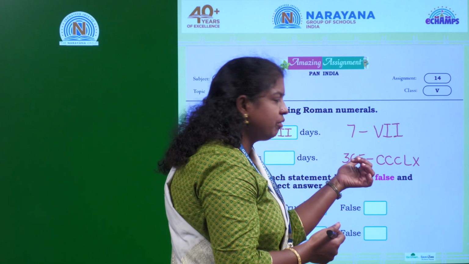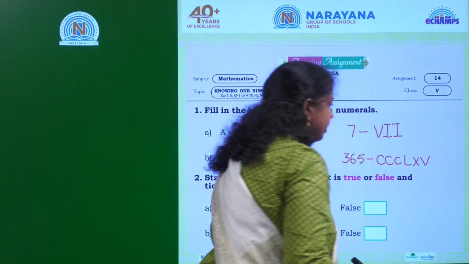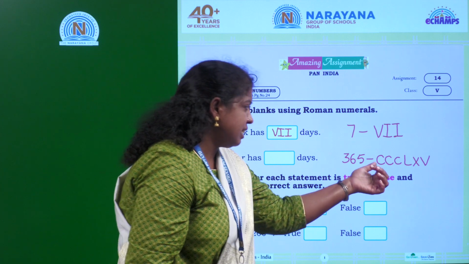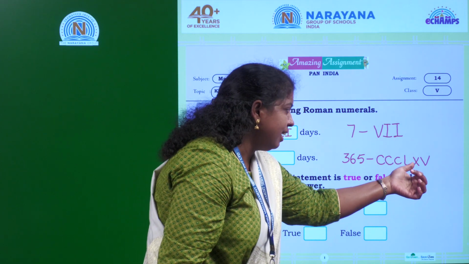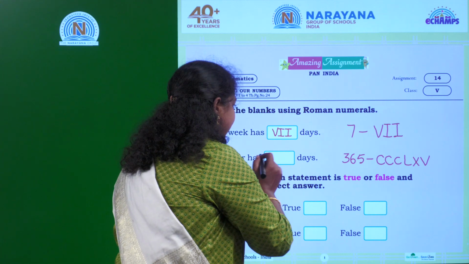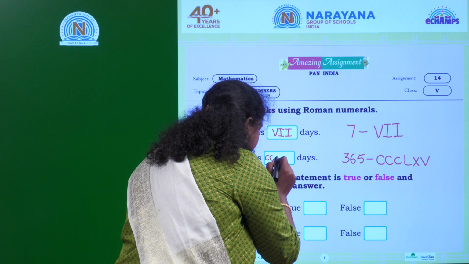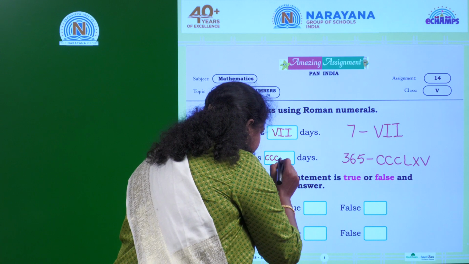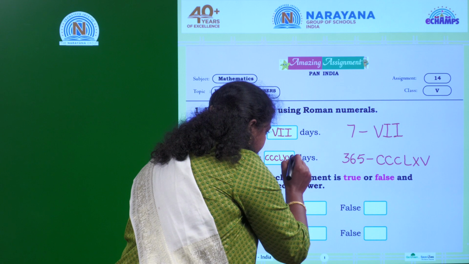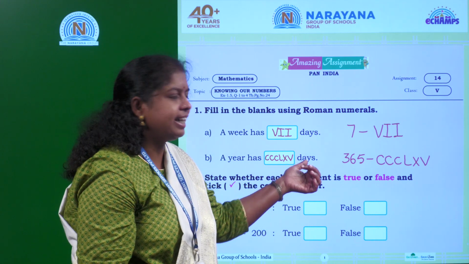What is the last digit? 5. How will you write 5? V. Okay. So, what is the Roman numeral to represent 365? C, C, C, L, X, V. Okay. So, how many days are there in a year? There are 365 days. How will you write 365? C, C, C, L, X, V. Okay, children? A year has 365 days.